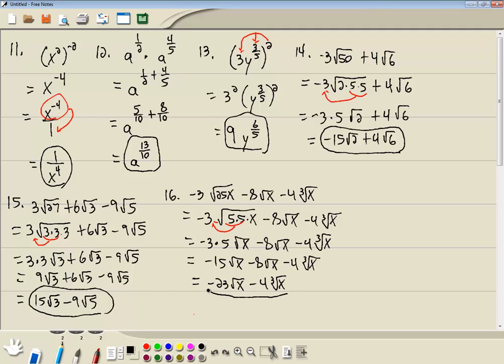Now we can't combine those two together because one of them is a square root and one of them is a cube root. They have to have the same index for you to be able to combine them together.